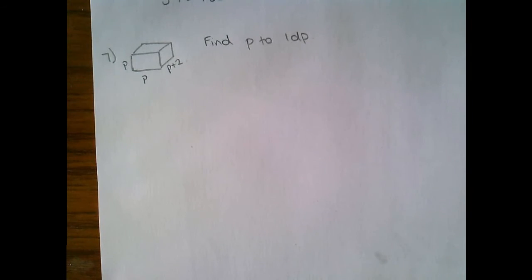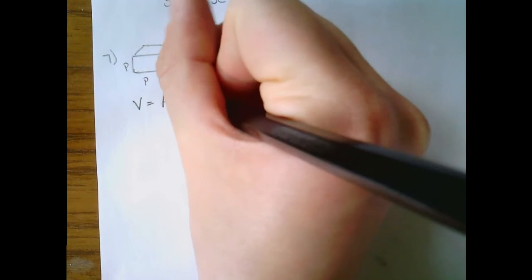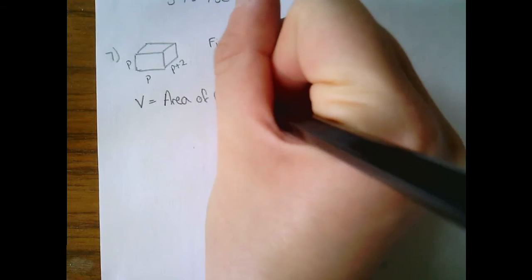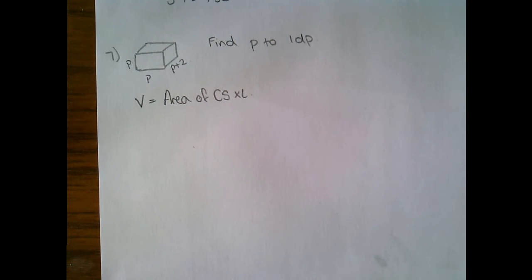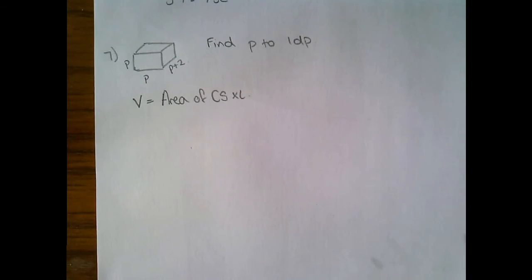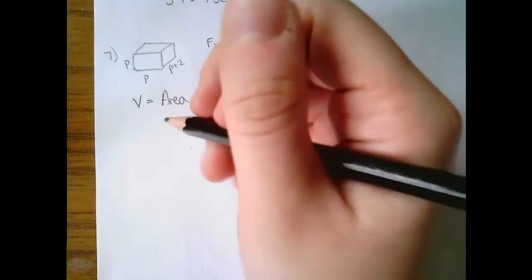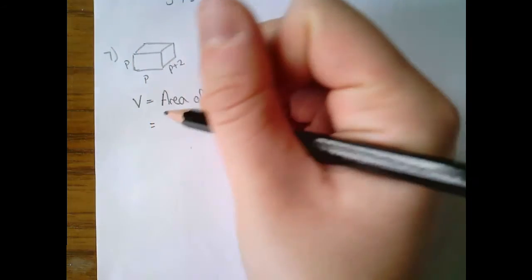Okay, it tells us we're talking about our volume, so I write down the formula for a volume. Some of you may know different ones. I'm going to use the area of the cross section multiplied by our length. Okay, some of you may know length times width times height. That's fine as well. But you can use this on any prism.